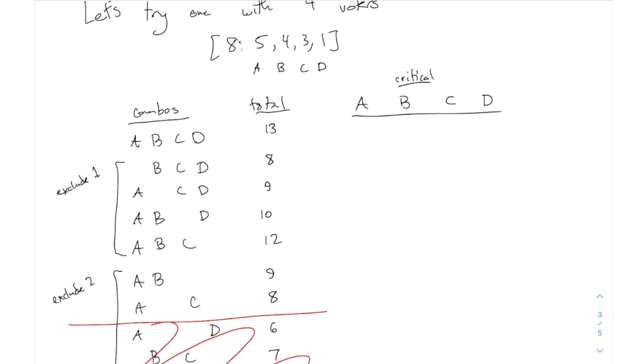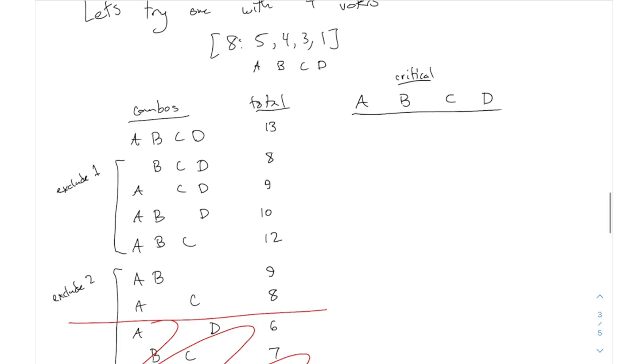All right, in A, B, C, D, is A pivotal? If you take away 5, this is 13, but if you take away 5, it goes down to 8, which still meets the quota. So that means A is not critical. Did I just say pivotal? I should have said critical. A is not critical. And in fact, all the other ones here are also not critical. So there should be no X in this row, because if you were to remove any one of those, it still would add up to 8 or more.